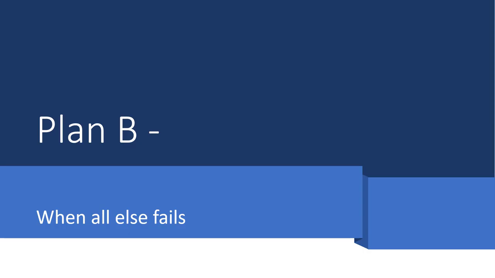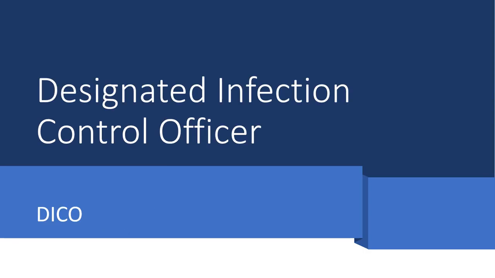And then we have Plan B, when all else fails. The designated infection control officer for your department is the one charged with being the liaison between you, the exposed employee, and the medical facility to ensure proper care and counseling.